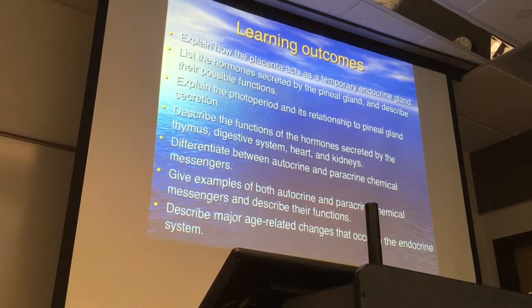Give examples of both autocrine and paracrine chemical messengers and describe their functions. Describe the major age-related changes that occur in the endocrine system. We're not omitting any part of this chapter. Remember, I know it seems long, but there's so much of it you already know because we've done all but chapter 28 and 29 up to this point. And I'm not going to cover those parts.